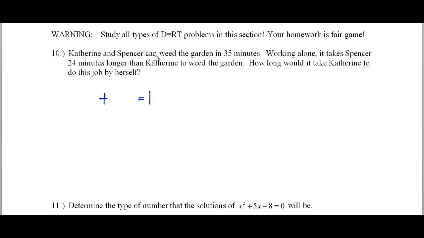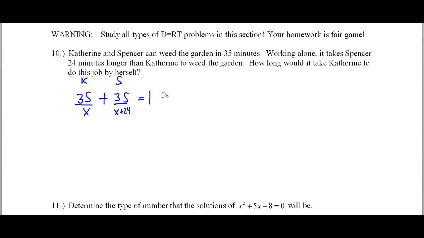So Catherine and Spencer can both weed the garden in 35 minutes. This indicates the total amount of time, but what we don't know is how much of the job each of them working alone would do. Now we do know that Spencer takes 24 minutes longer than Catherine to weed the garden. I'm going to put Catherine in front since she was introduced first. And Spencer takes 24 minutes longer, so this is x plus 24. So Catherine would just be x.